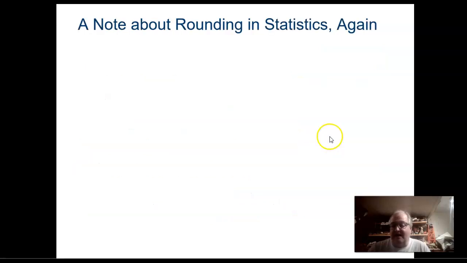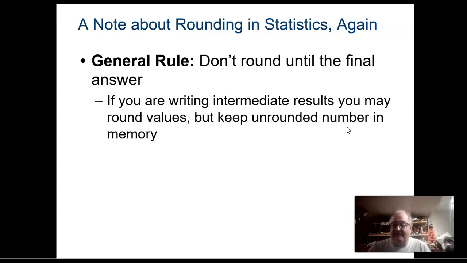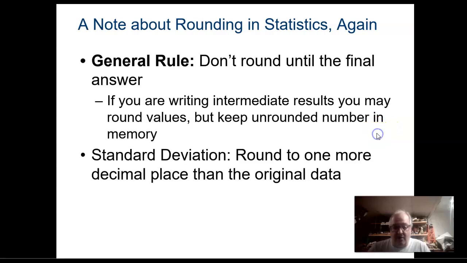So, let's refer back here one more time to the note about rounding in statistics. In general, we're not going to do any rounding at all until we come up with the final answer. If you're writing intermediate results, you can round values, but keep the unrounded number in your memory as you go. So we are always going to round to one more decimal place than the original data.